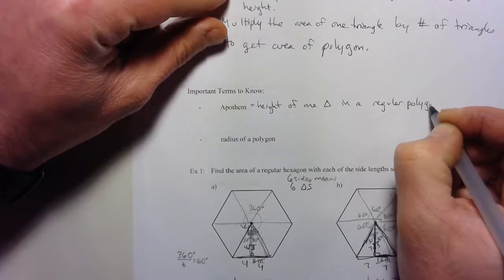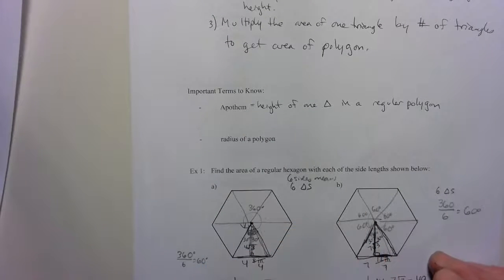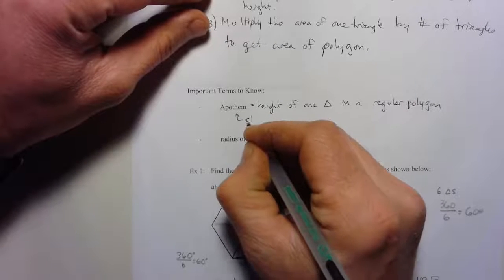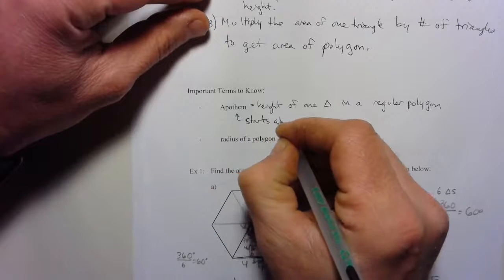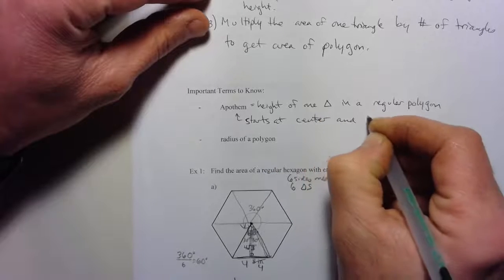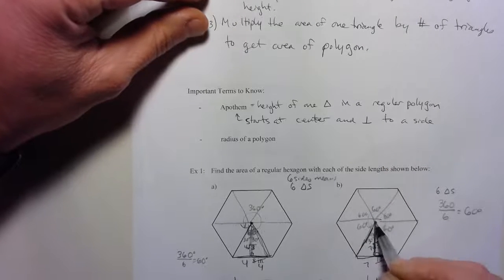Okay, so when you break it up into these triangles, the height of one of those triangles, that's the apothem. It always starts at the center and it's perpendicular to a side. Okay? Center, perpendicular side.